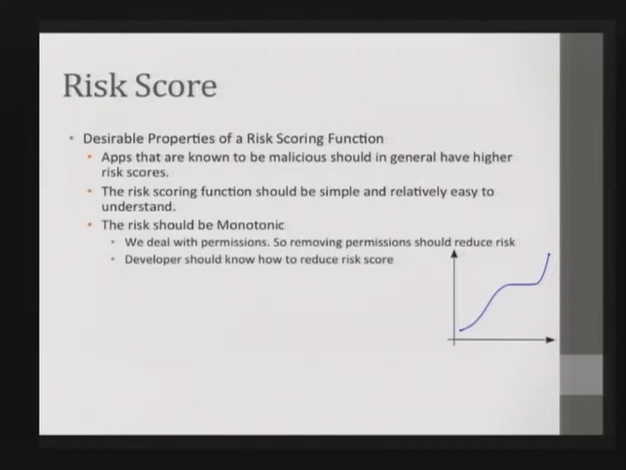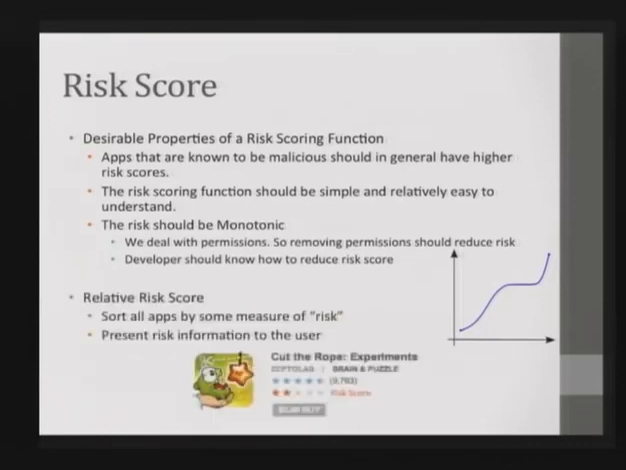And so this gives the developers a way of knowing how to reduce the risk of their app. If they think that their app is too risky, they have a very intuitive way to reduce the risk, which is removing permissions. We envision this as a relative risk score. So you would sort all of the apps by some measure of risk, and then you can cut that into buckets by thresholds, and then you could present that information to the user in a more natural way for them to consume it. As opposed to having to go look at the permissions, they get a very clear picture of the risk that an app presents.